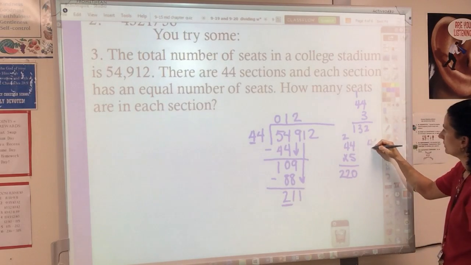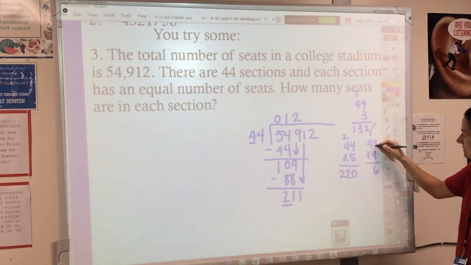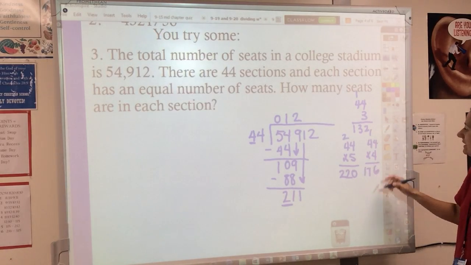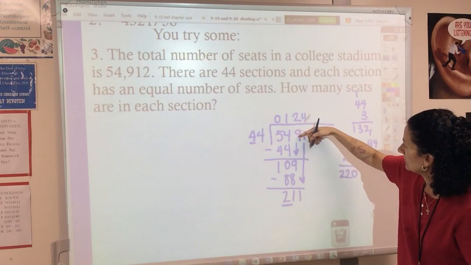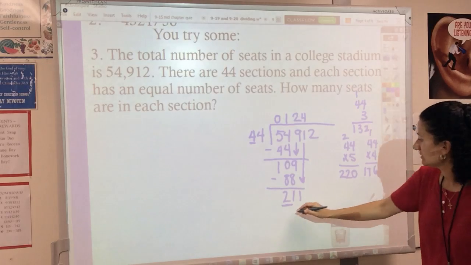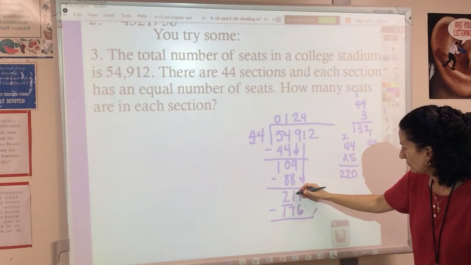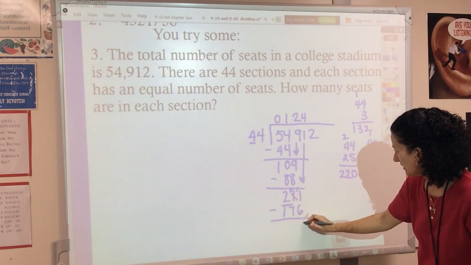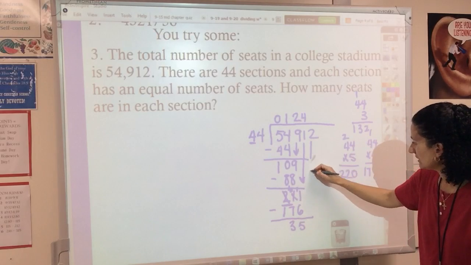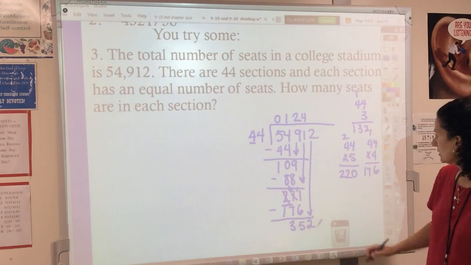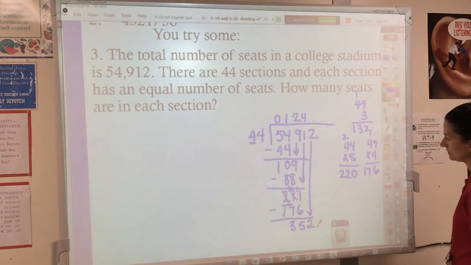So I'm going to try 44 times 4. And let's see what that gives me. 16 and 1, 17. Yep. So 4 times, and that goes on top of the 1. Let's make sure I'm lining up my numbers. Yep. And then I'm going to subtract 176. And got to regroup again. That gives me a 5. And that gives me a 3. And I got to bring down one more number, 2. 352.